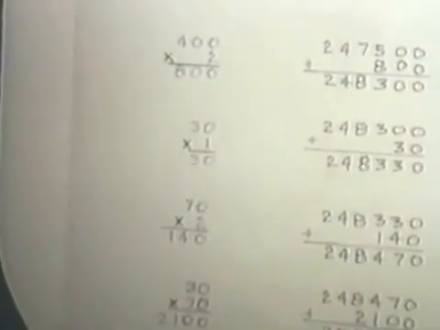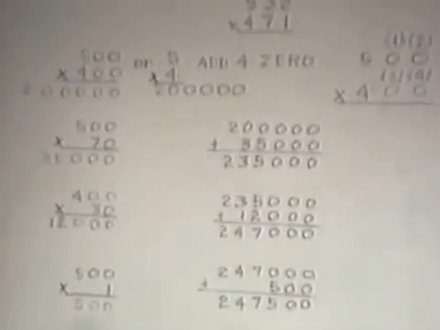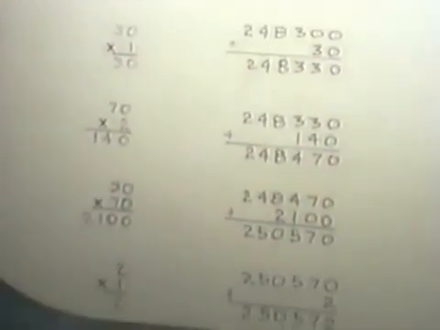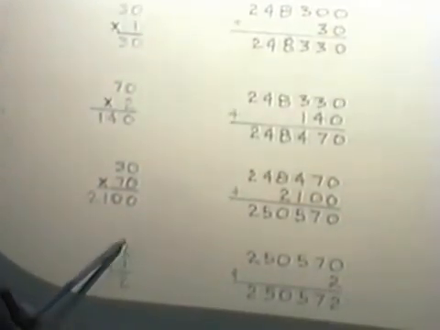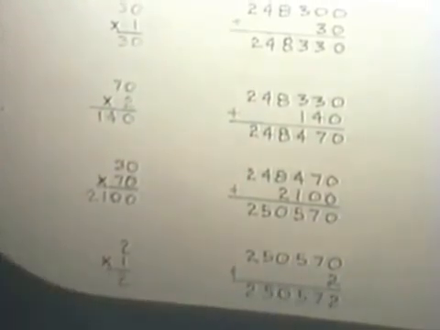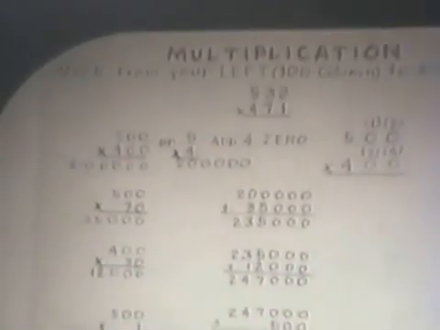248,470. Then we multiply 7 times 3, which gives us 21, and add how many zeros? 1, 2. And we add that to 248,470, and we get 250,570. Then we multiply 1 times 2, and we get 2, and we add that to our figure, and we get 250,572. This is how you multiply going from left to right instead of right to left.